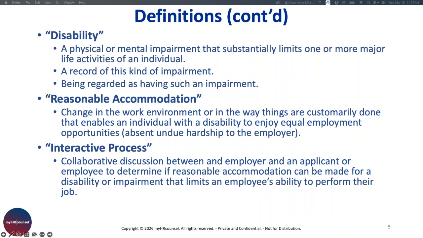And then interactive process means a collaborative discussion between an employer and an applicant or employee to determine if a reasonable accommodation can be made for a disability or impairment that limits a person's ability to perform their job or to be hired in the case of an applicant. So keep these definitions in mind as we go through the rest of our discussion today.